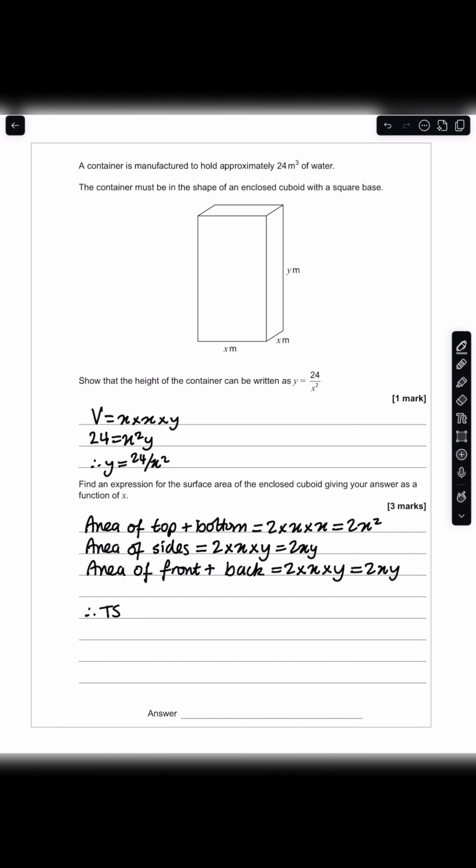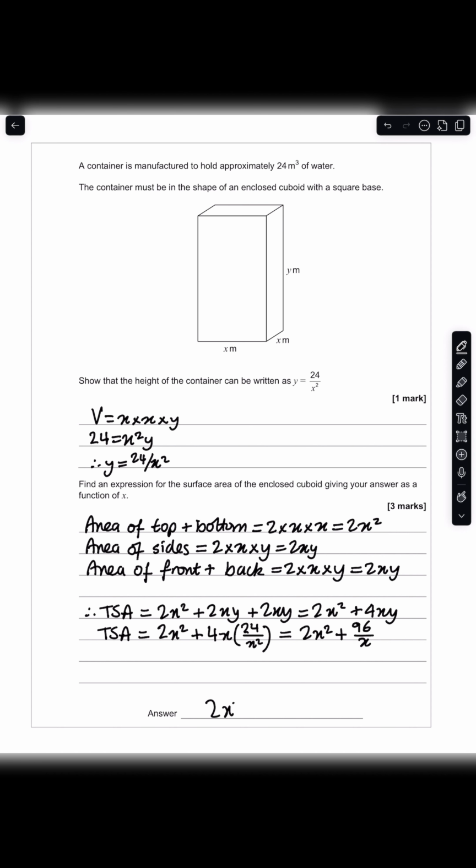Therefore, the total surface area will simply be 2x squared plus 2xy plus 2xy, and that will equal 2x squared plus 4xy. And given that y equals 24 over x squared, we can substitute this into our expression, giving us 2x squared plus 96 over x. So the final answer is 2x squared plus 96 over x.